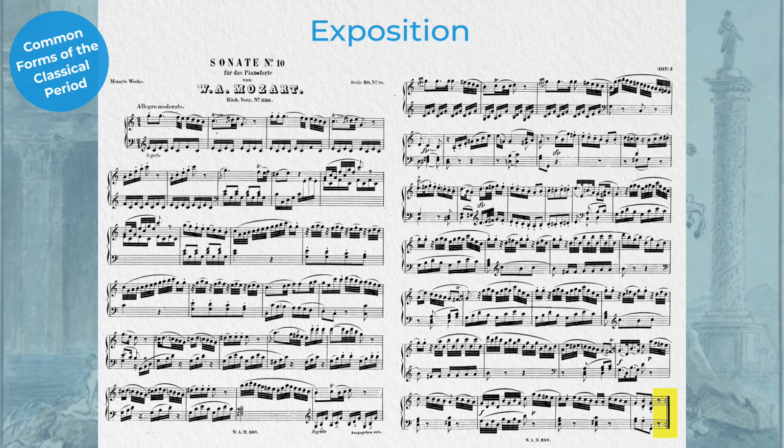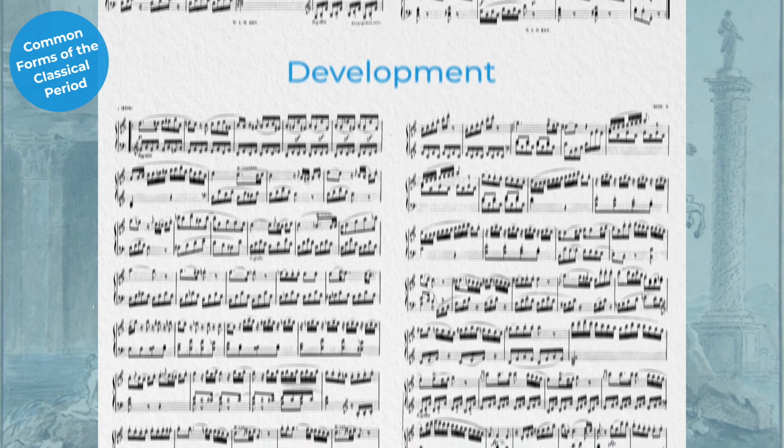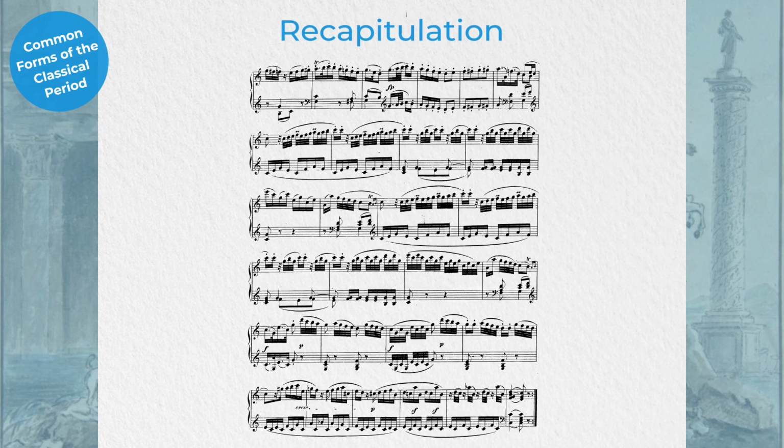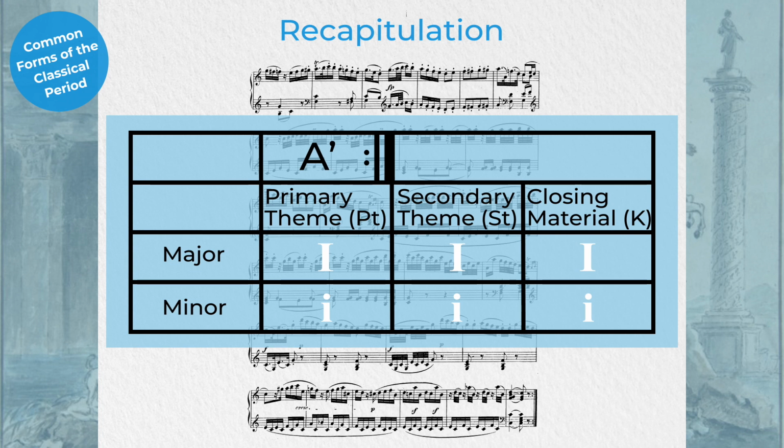The entire exposition then repeats and enters the B section, called the development, where the themes are manipulated and played with in various ways and through various other keys. Finally, we return to the A section material in the last section, the recapitulation, which is altered harmonically to land on a final cadence in the home key.